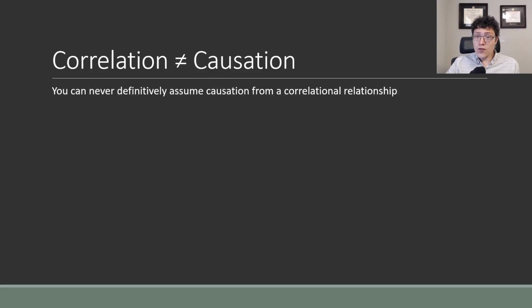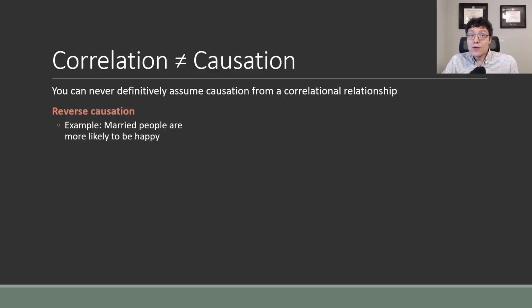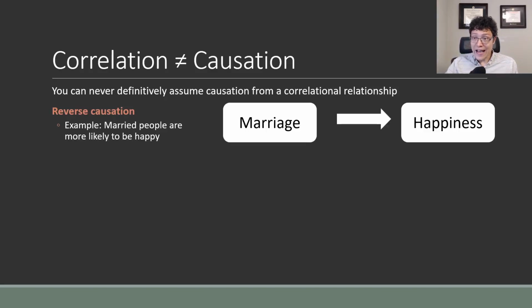So it's important to know, though, that you can never directly assume causation because it might be reversed to what you think. Is it the case that marriage leads to happiness? Or is it the case that happiness makes you more likely to get married? So knowing which direction this goes is very important.